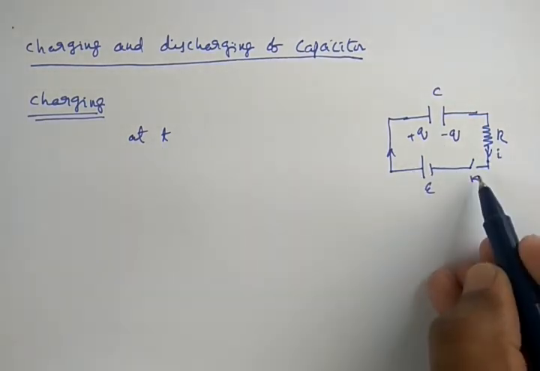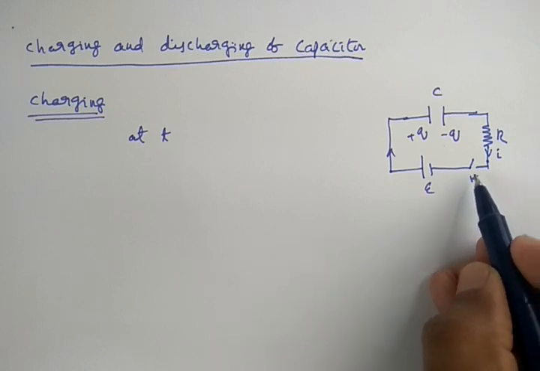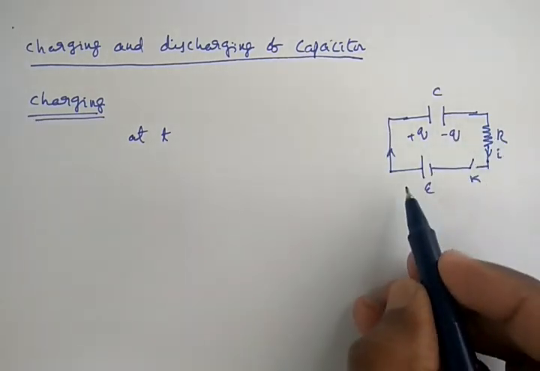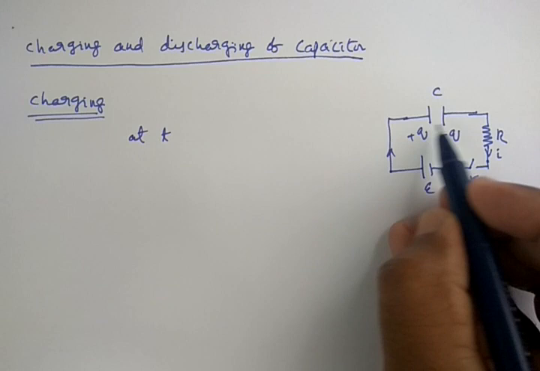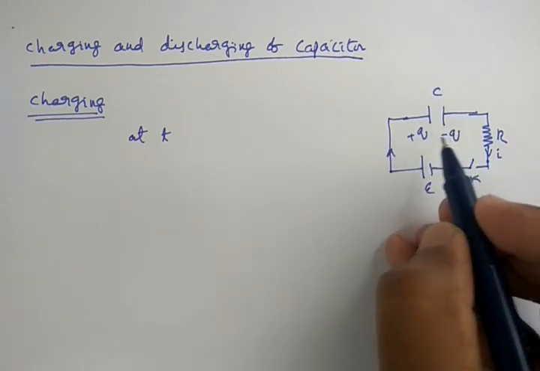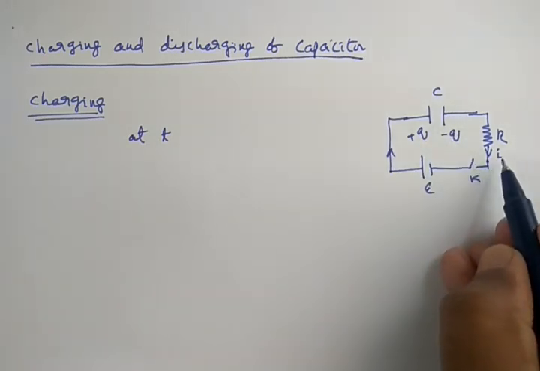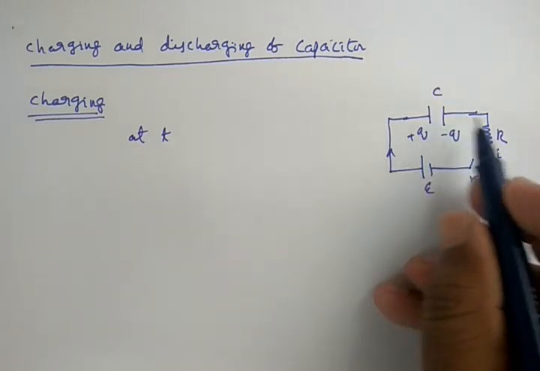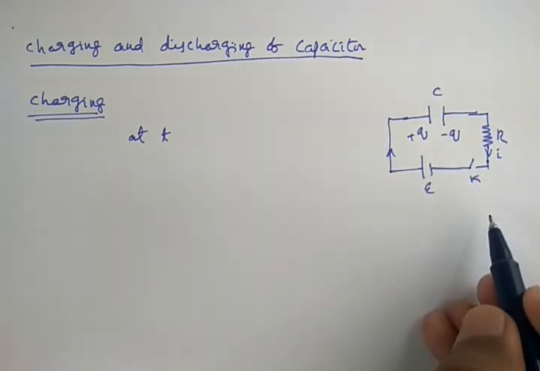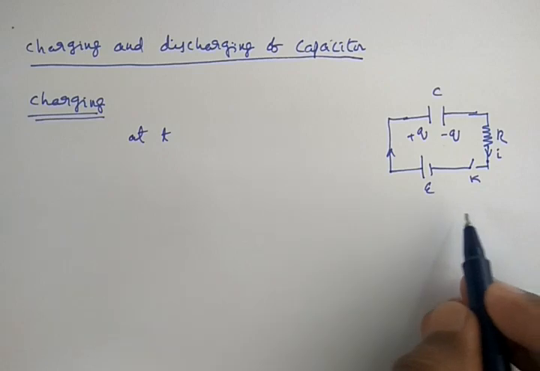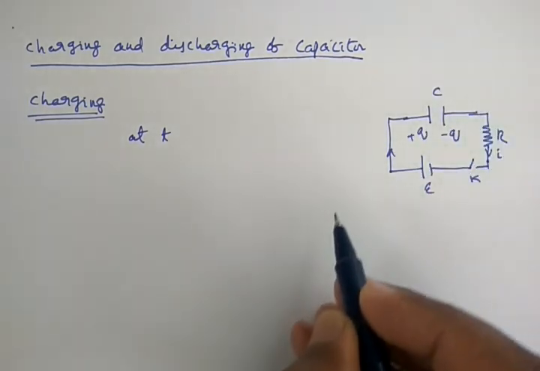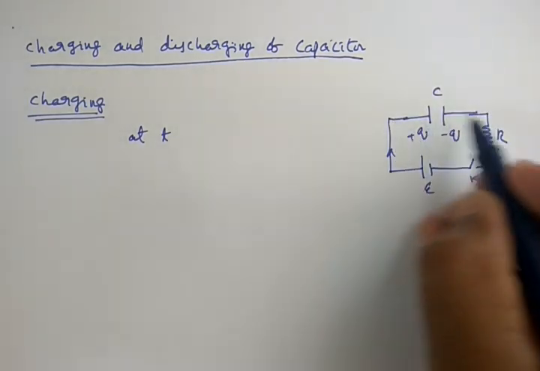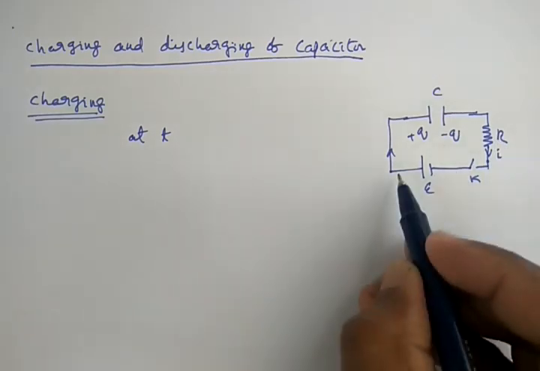At time t is 0 you are closing the switch, then immediately charges will flow through the circuit as positive and negative charges appear on these plates. So some current will be established in the circuit, and that is I. Now you can apply the loop rule here. The loop rule says the algebraic sum of voltage across all elements in the circuit is 0. So there are three elements: a capacitor, a resistor and a battery.